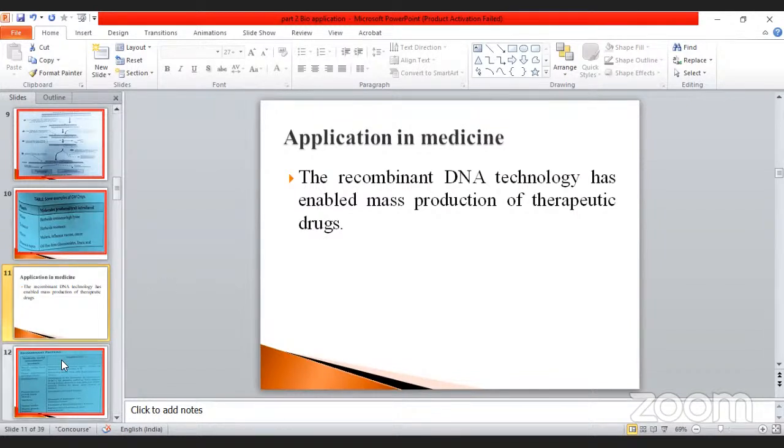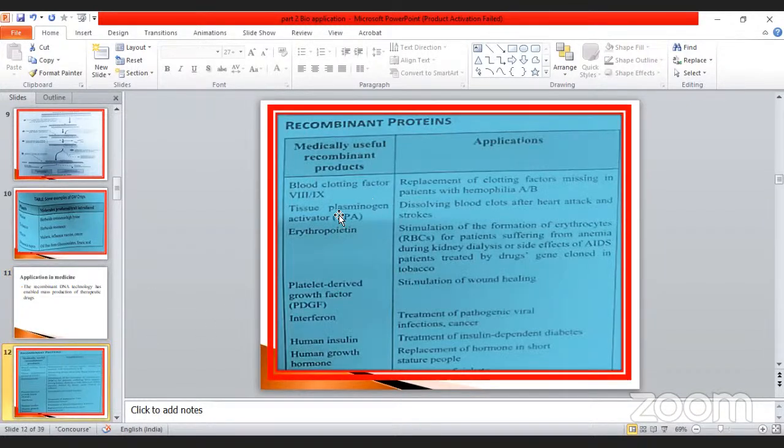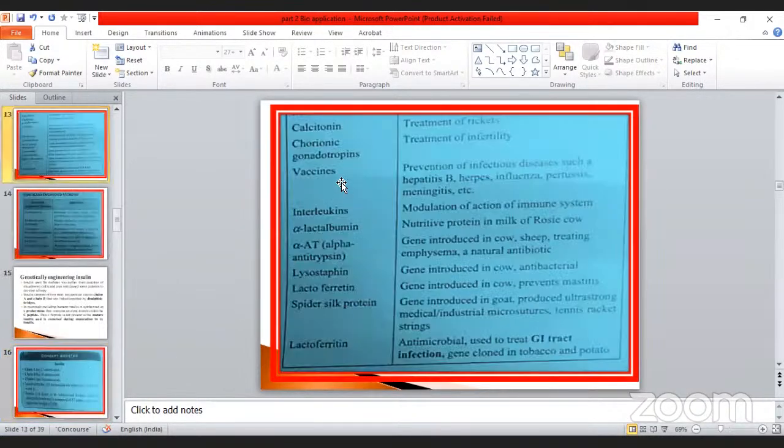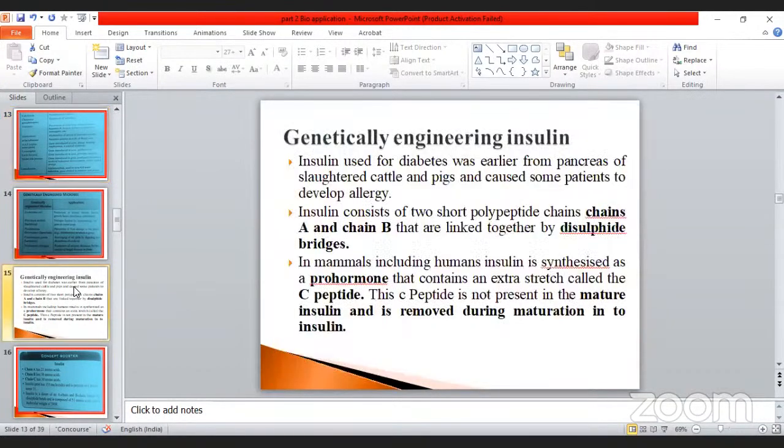See what we already discussed: the blood clotting factors 8 and 9, tissue plasminogen activator, erythropoietin, platelet derivatives, interferon, human insulin, human growth hormone, and also calcitonin, chorionic gonadotropin, vaccine, interleukin, alpha-lactalbumin, alpha-1-antitrypsin, lysostaphin, lactoferrin, and spider silk protein. These are all very, very important things.